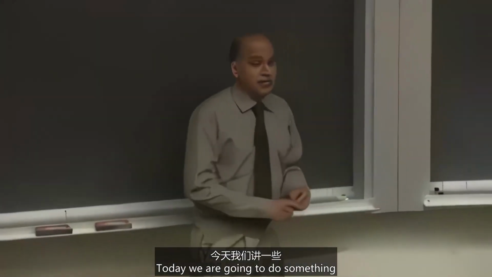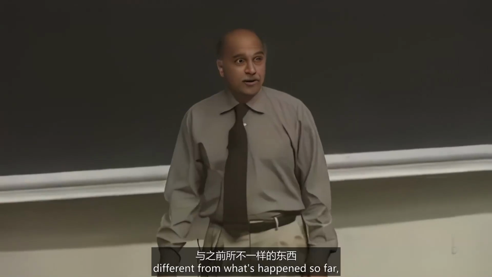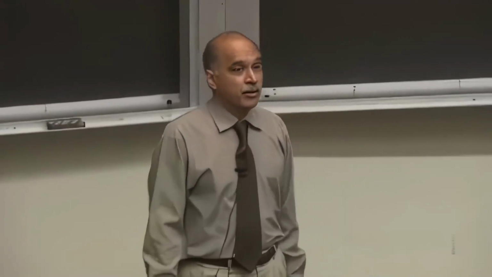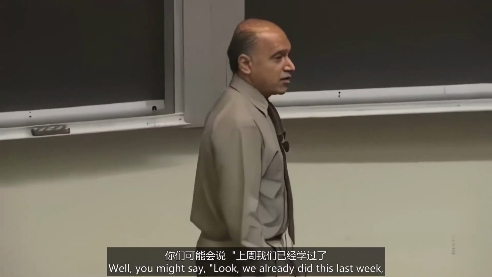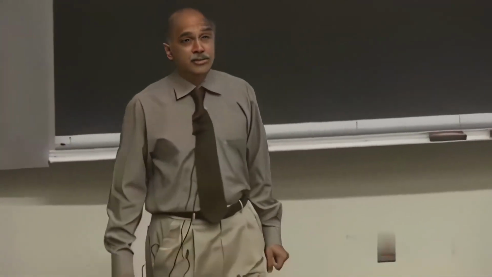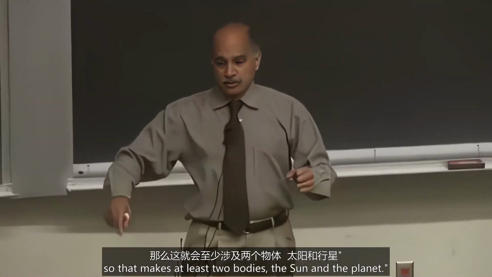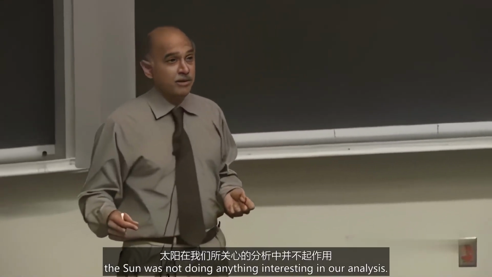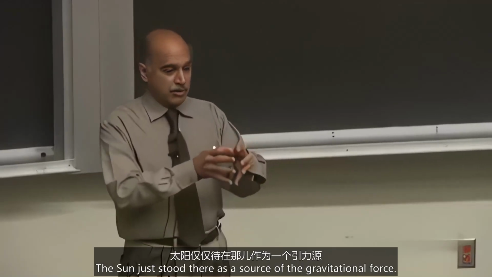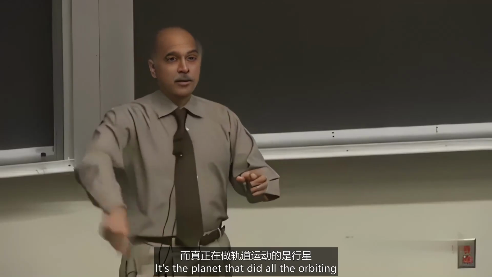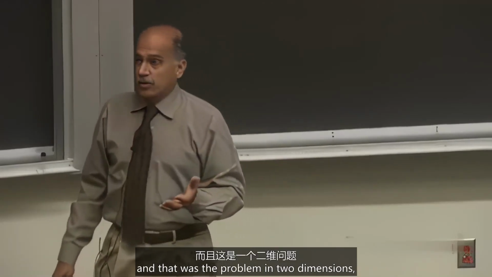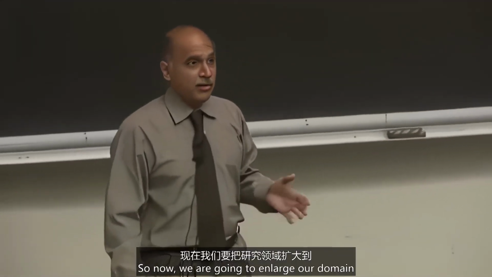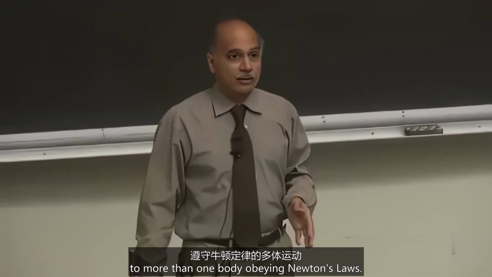Today, we are going to do something different from what's happened so far, in that we are going to study the dynamics of more than one body. Now, you might say, look, we already did this last week when I studied the solar system, where there are planets moving around the sun, so that makes at least two bodies, the sun and the planet. But actually, the sun was not doing anything interesting in our analysis. The sun just stood there as the source of the gravitational force. It's a planet that did all the orbiting, and that was a problem in 2 dimensions, but of only one body. So now we are going to enlarge our domain to more than one body obeying Newton's laws.